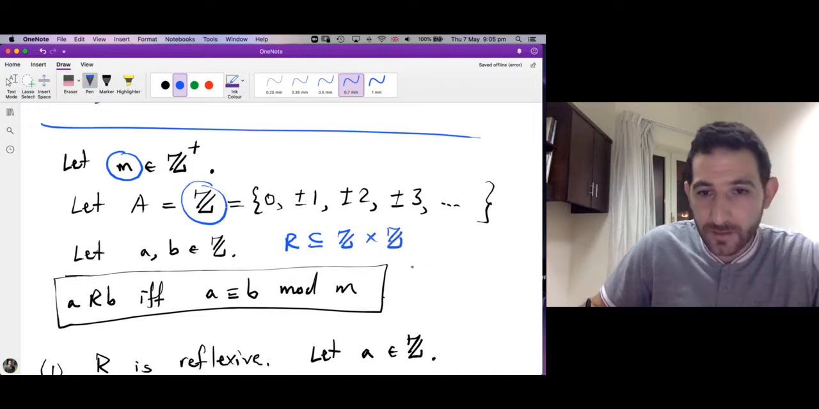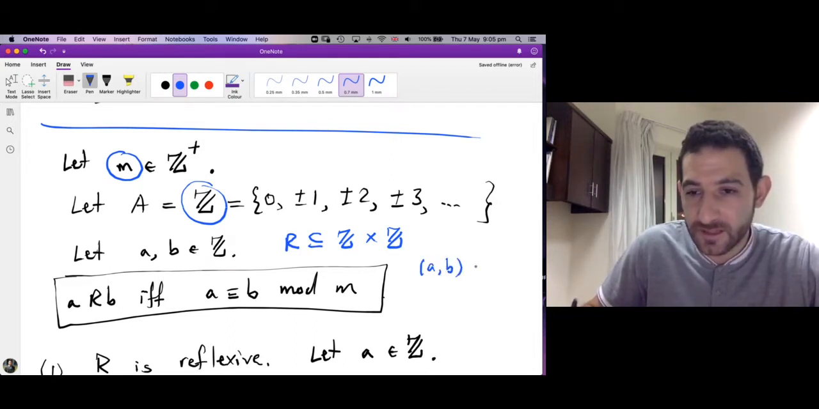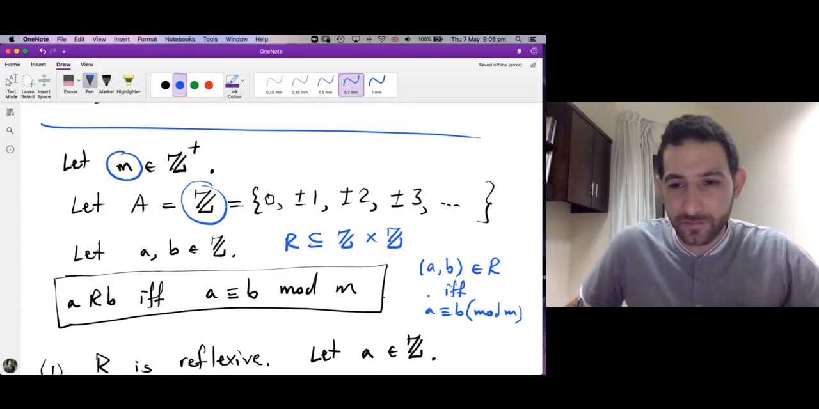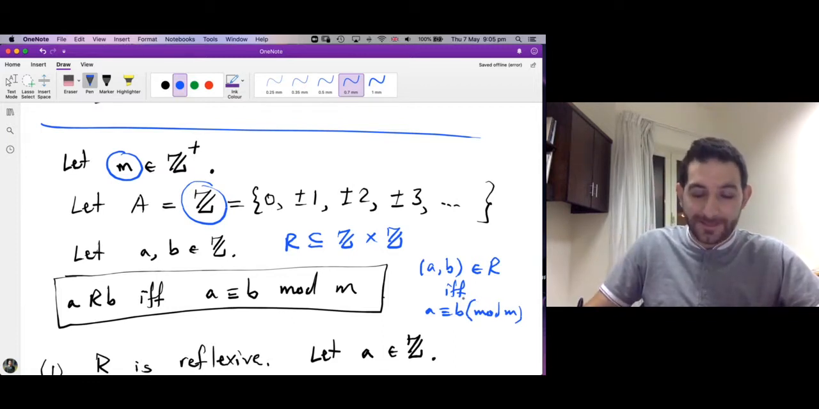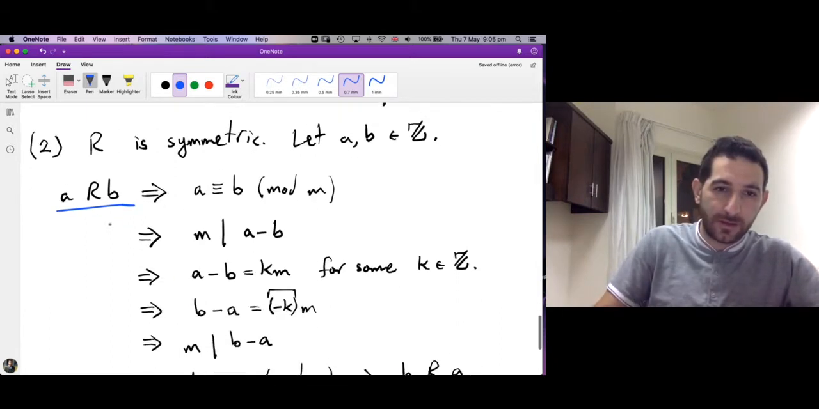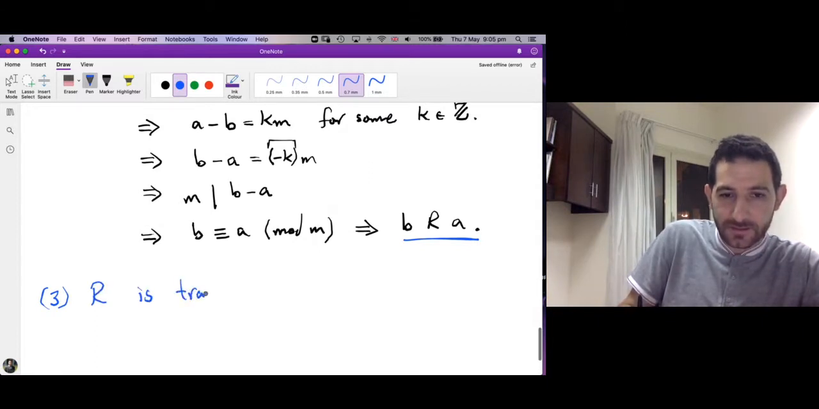For example, AB is an element in R if and only if A is congruent to B mod M. We did the same above, but when M was 3. Now it remains to show that R is transitive. So we will show that R is transitive.